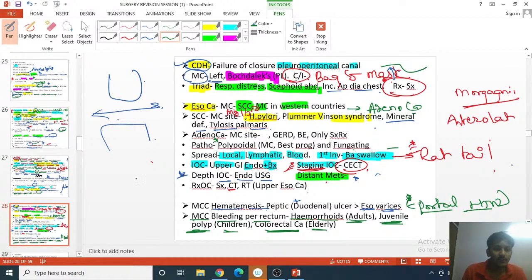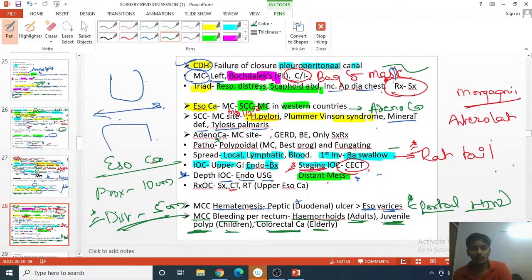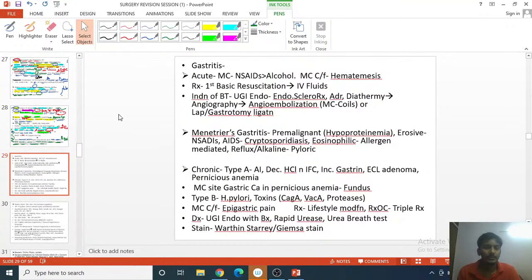Margin of resection, yes, for esophageal cancer, please remember, the margin of resection, जब तुम surgery perform करोगे, proximally it should be 10 centimeters and distally it should be 5 centimeters. This is the margin of resection. Please remember, total 15 centimeter होना चाहिए, proximally 10, distally 5 centimeter. Please remember. Then moving to gastritis.